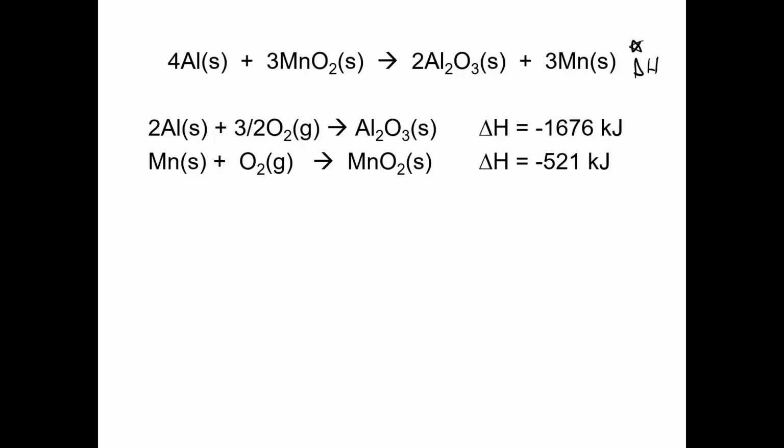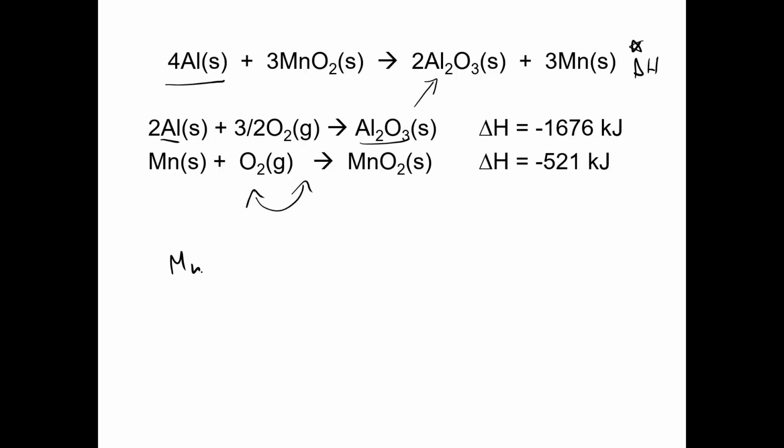You realize that you have aluminum as a reactant, and this first reaction has aluminum as a reactant, so it's okay. And then we have aluminum oxide as a product, so that is on the correct side already. But when I look at the second reaction here, I have manganese, which is part of the product, and so I need to flip this reaction so that it works out. So I'm just going to reverse that.